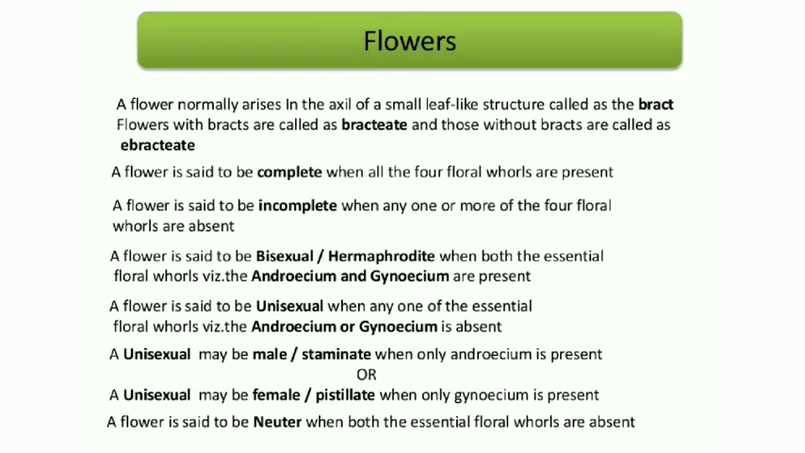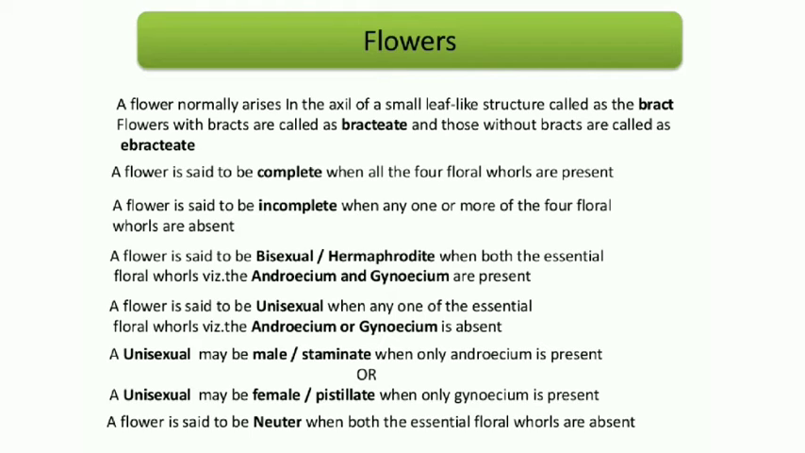A unisexual flower may be female or pistillate when only the gynoecium is present. So calyx, corolla, androecium is a male flower; calyx, corolla, gynoecium is a female flower. But when both are absent, it is called a neuter flower. A flower is said to be neuter when both essential whorls are absent.